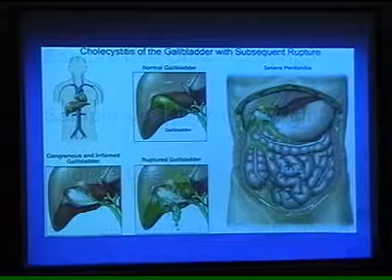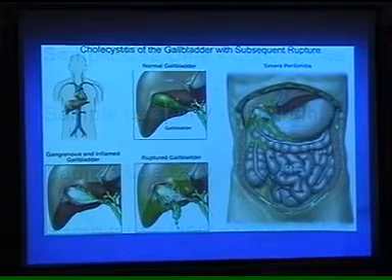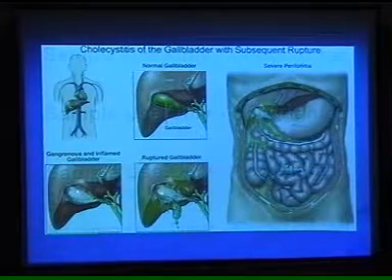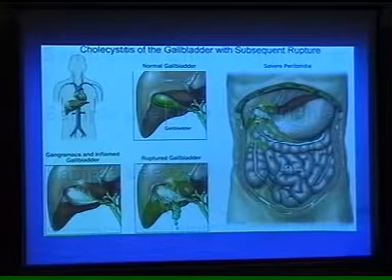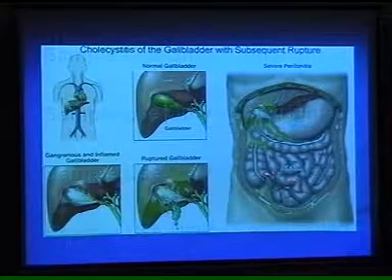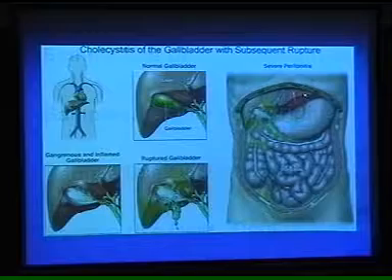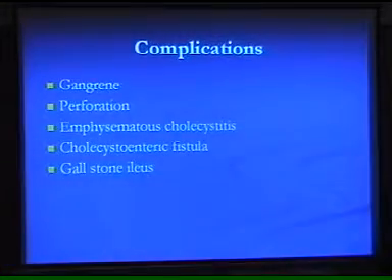What are the complications of acute cholecystitis? You can see this is a normal gallbladder. It becomes gangrenous and now it has perforated, and you can see that all the perforation has spilled into the peritoneum, and this patient comes with acute peritonitis.